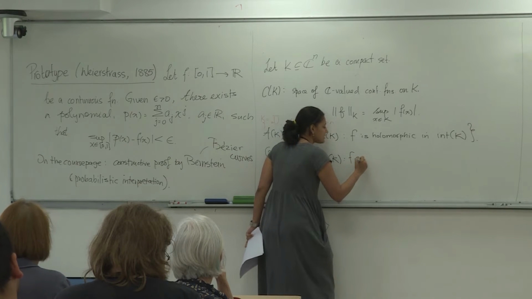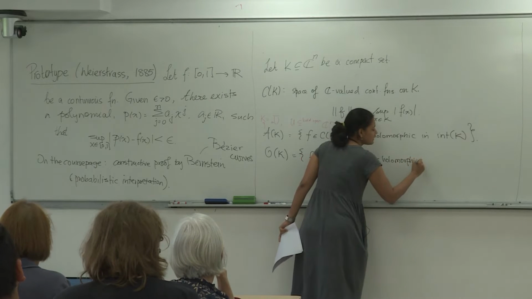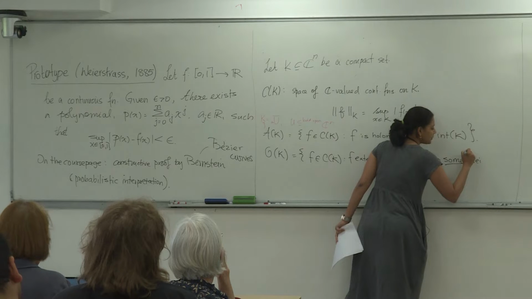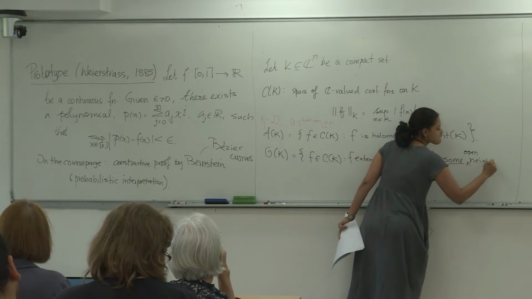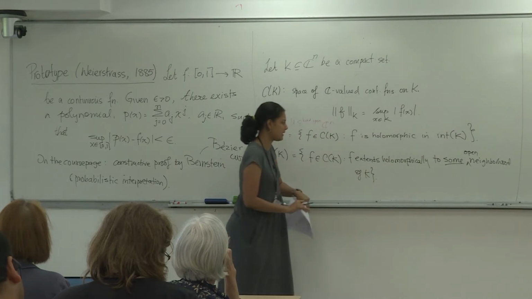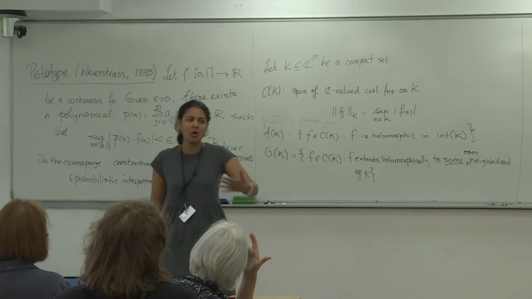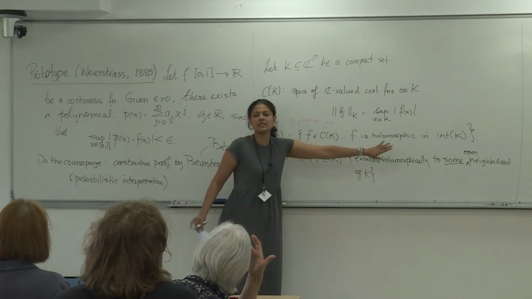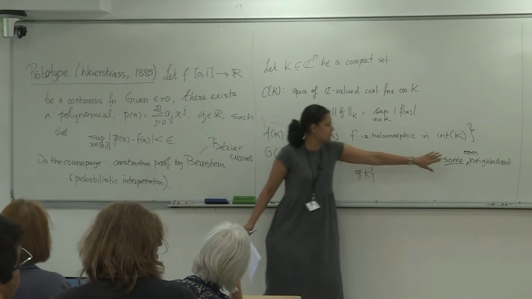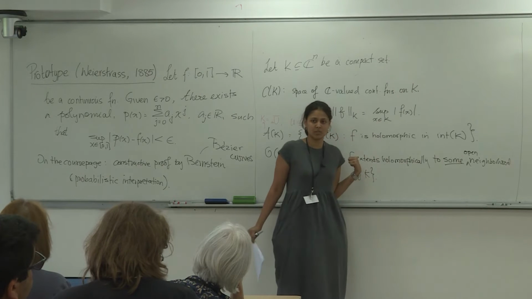So f extends holomorphically to some open neighborhood of K. And the key thing over here, by the way, is that this neighborhood depends on the function. I'm not saying that there's a common neighborhood on which all of these functions live. You just have to find some open neighborhood where this admits a holomorphic extension, by which I mean that whatever that neighborhood is, there's a holomorphic function over there whose restriction to K is exactly this function f.